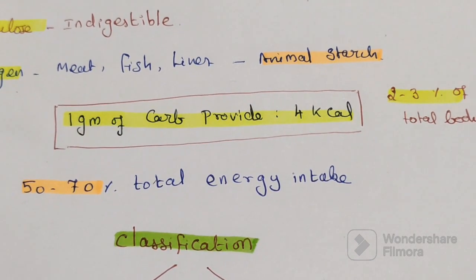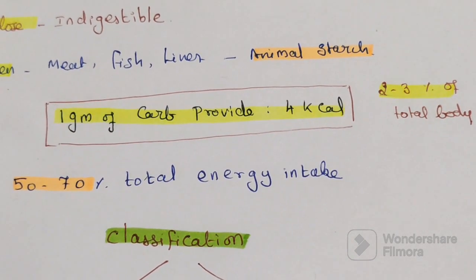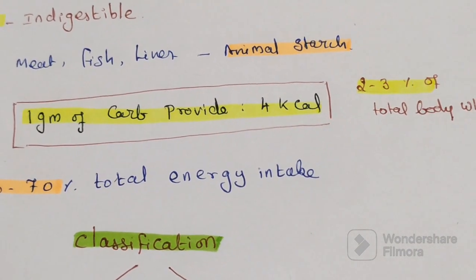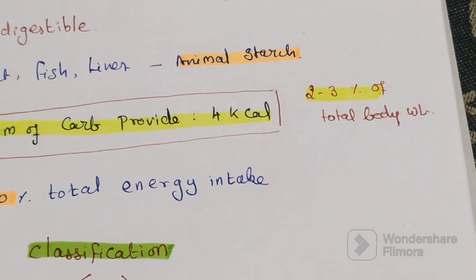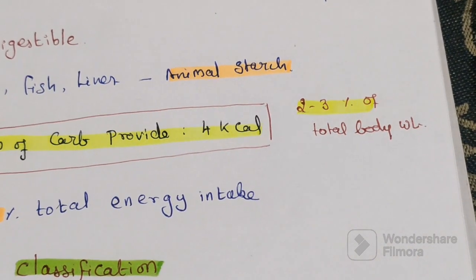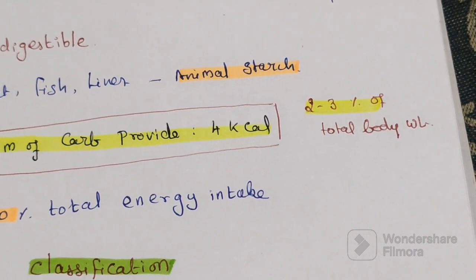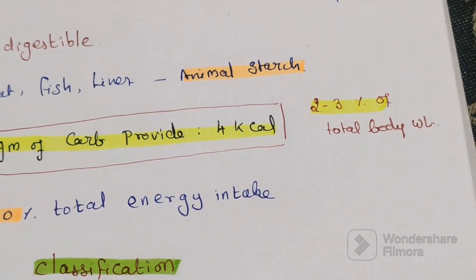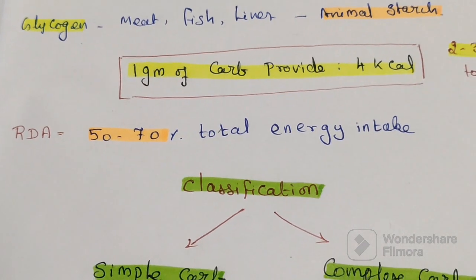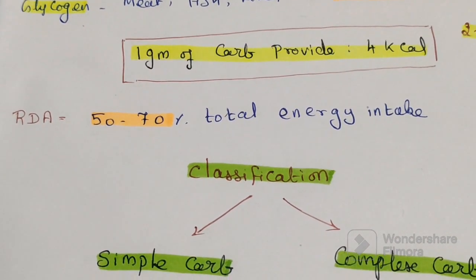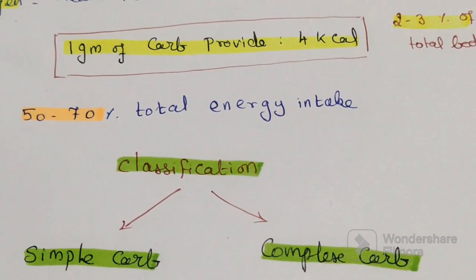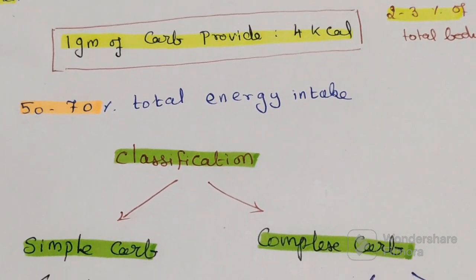Then 1 gram of carbohydrate provides 4 kilocalories. Carbohydrate is the main source of energy, making up 2 to 3% of total body weight. Then the daily requirement. Recommended dietary allowance is 50 to 70% of total energy intake.